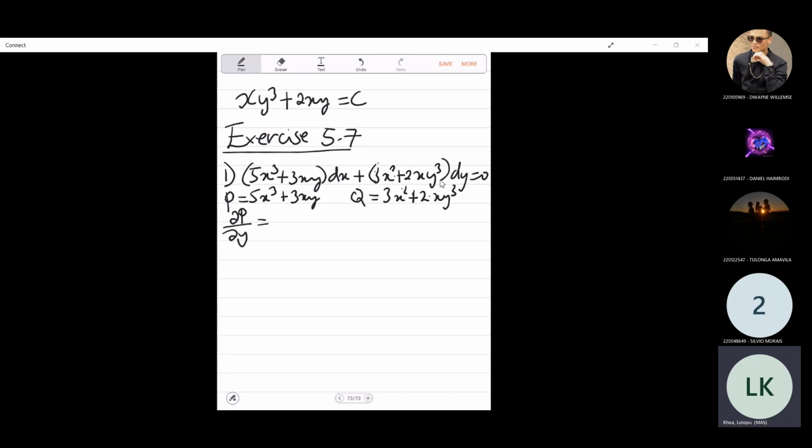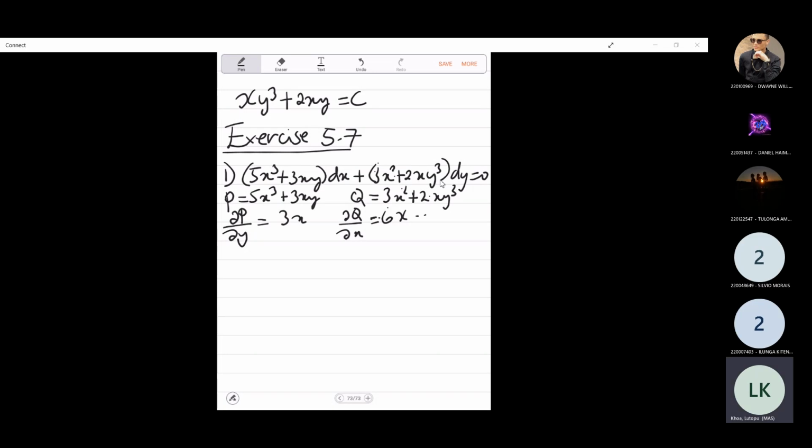dp/dy, this is 3x. dq/dx, this is 6x plus 2y cubed. Okay, so obviously this is not exact, so we find delta, dp/dy minus dq/dx. This is 3x minus 6x plus 2y cubed, and this is equal to negative 3x minus 2y to the power of 3.